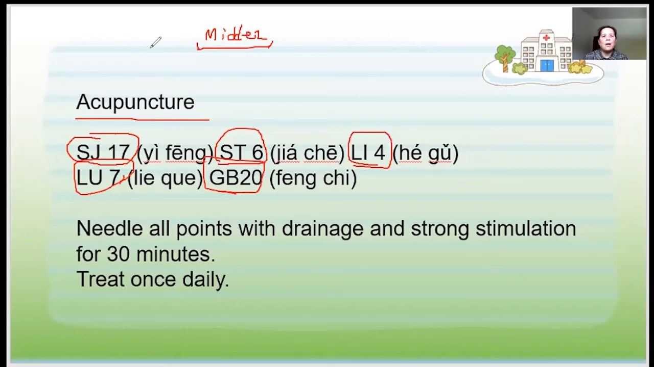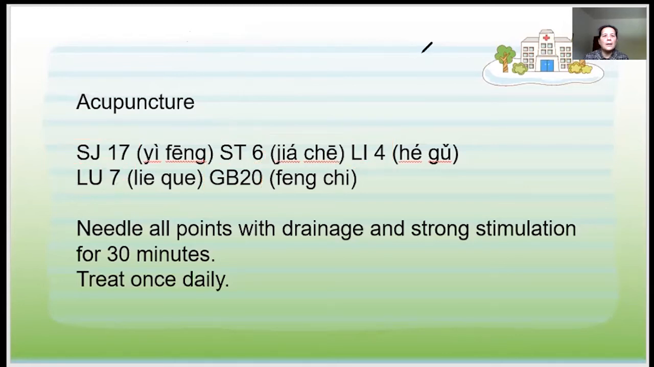So that's truly for this pattern: the symptoms are not that severe, just generally common cold symptoms plus swollen glands. So basically get more rest, eat easily digestible food, and recover pretty easily. But if symptoms are severe, we can think about some treatment like acupuncture.